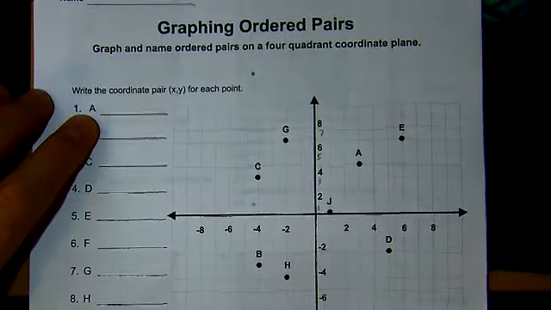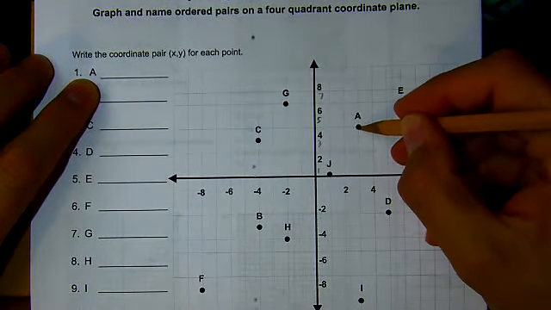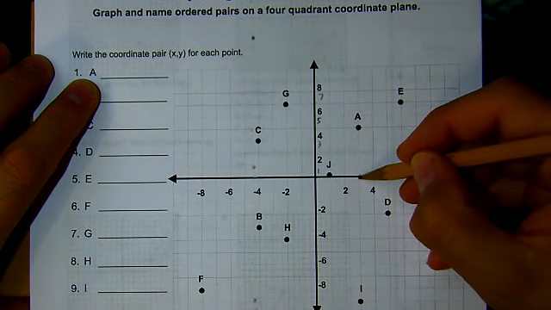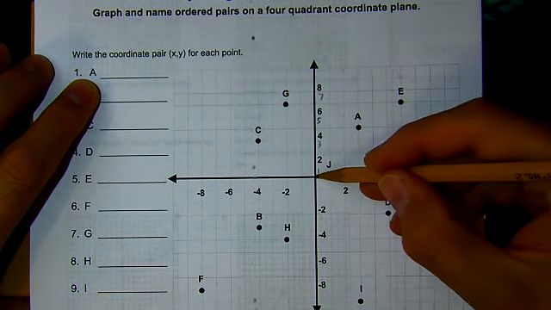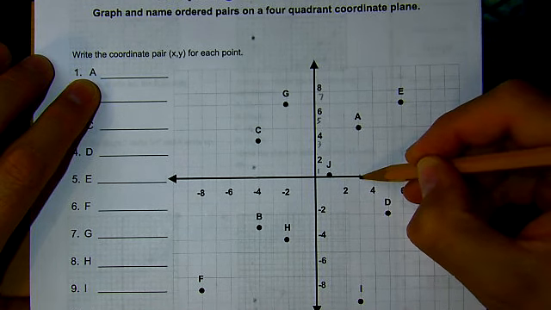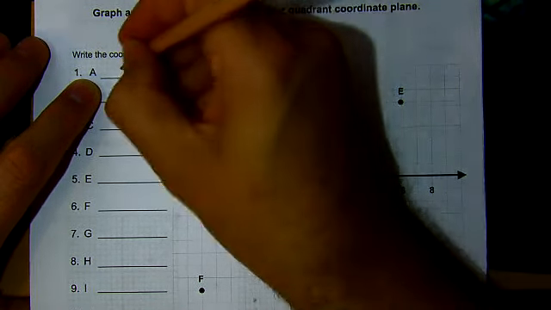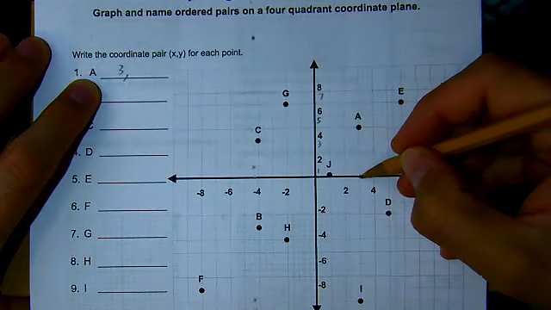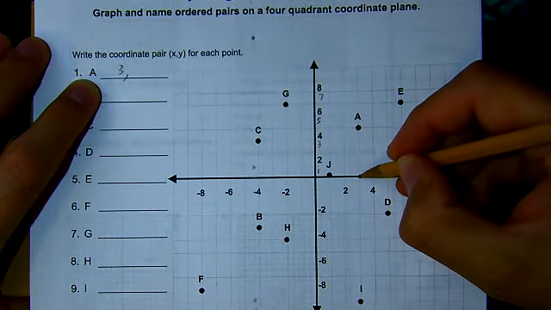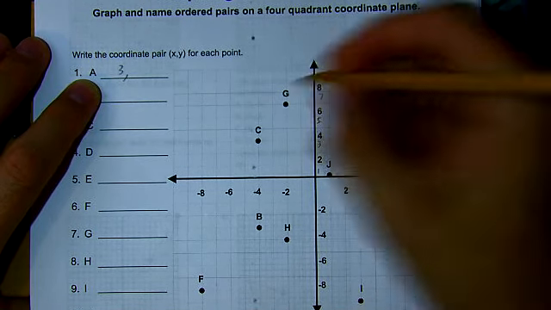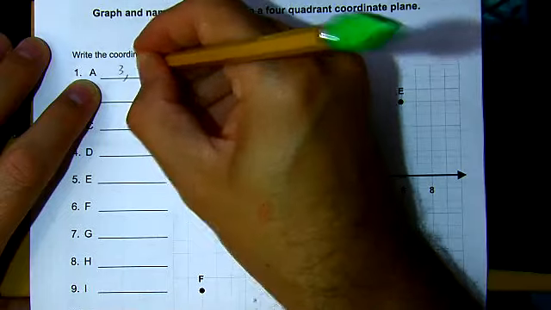So let's find point A. It's over here. First thing you do is left and right. So you find out how many numbers over that goes. You start at your origin, 1, 2, 3. So your first number is going to be 3. Always separate with a comma. Then from there, you can count up. 1, 2, 3, 4. So that's going to be 3, 4.